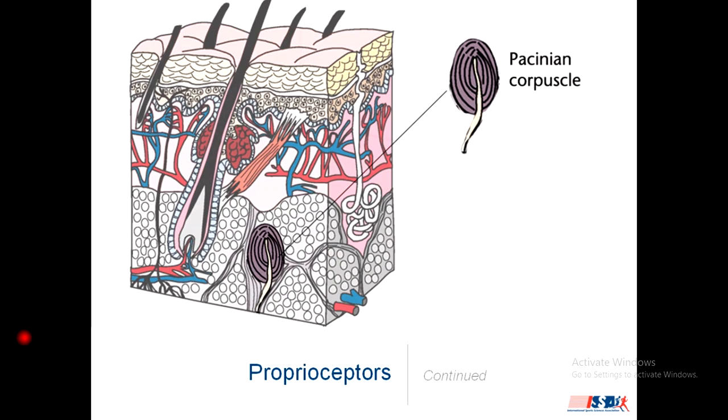Pacinian corpuscles are small, elliptical bodies which lie in the deep layers of the skin in close proximity to the Golgi tendon organs. They function as pressure receptors, but also have a role in proprioception. The way they control the contraction, however, is not well understood.